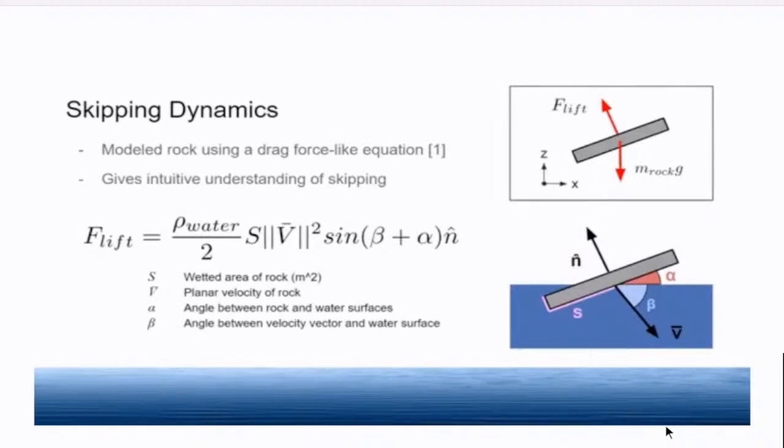Skipping occurs when a rock collides with water and a surface force propels the rock upwards. We modeled this collision using a drag force outlined in a previous paper. This force is directly proportional to the contact area of the rock and favors a flat geometry and velocity. This is intuitive for how we understand skipping.